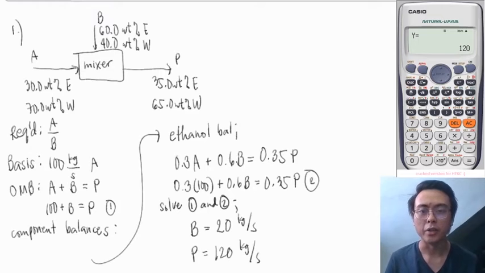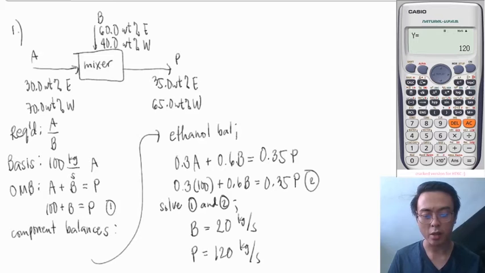And then you need to take a look at your problem and ask yourself, does it make sense? Does it make sense that if we add A and B, we get P? So A is 100, B is 20. We add them together, we get 120. So our answers make sense.